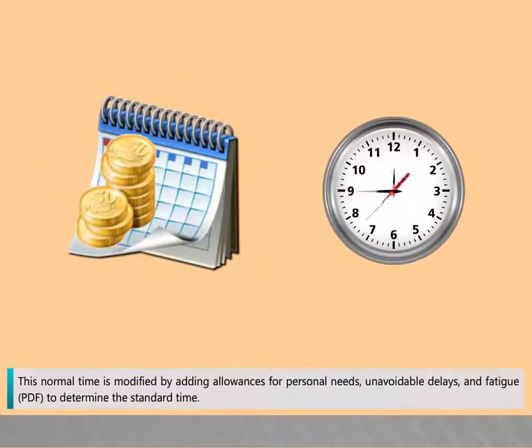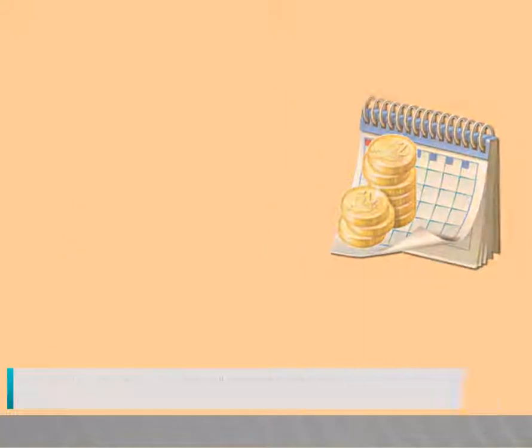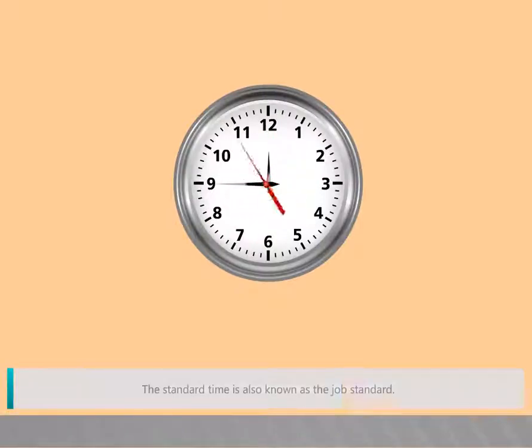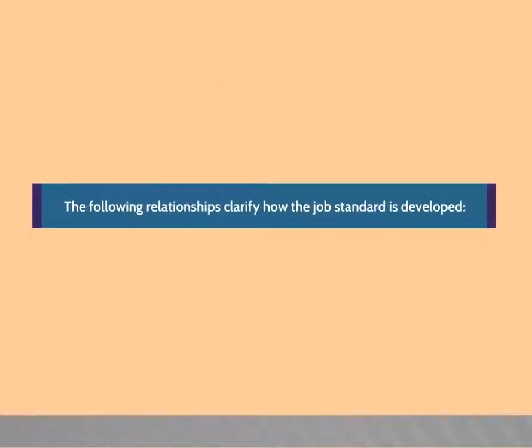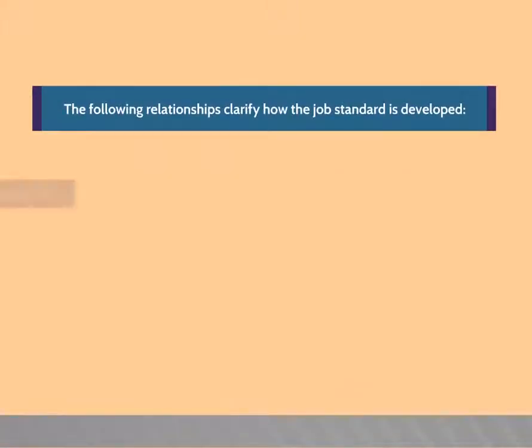This normal time is modified by adding allowances for personal needs, unavoidable delays, and fatigue, that is PDF, to determine the standard time. The standard time is also known as the job standard. The following relationships clarify how the job standard is developed.